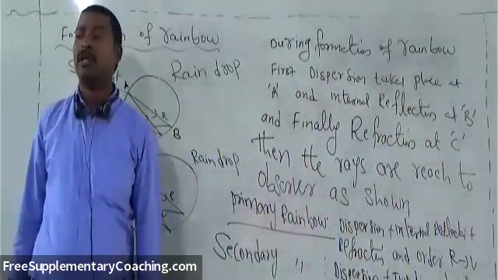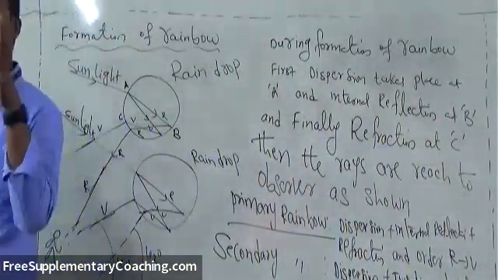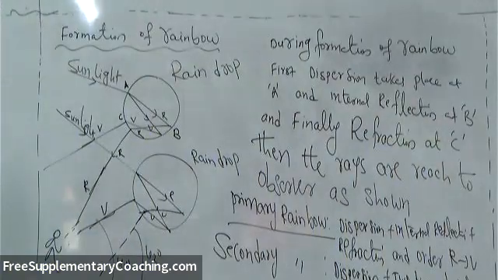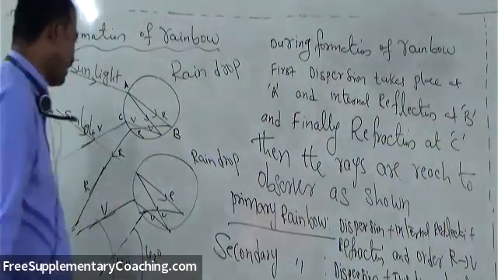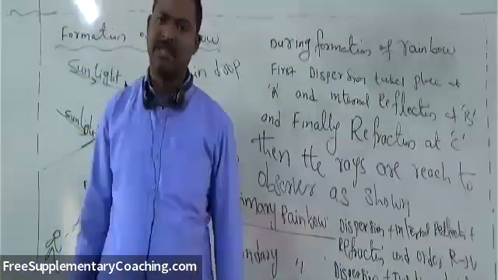Violet to red color. Order will be violet to red color. That is reverse order we will get. Is it clear?